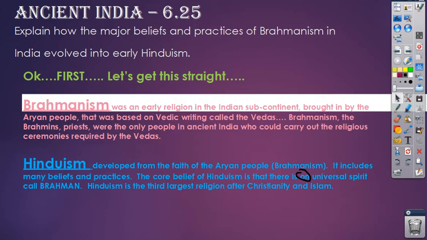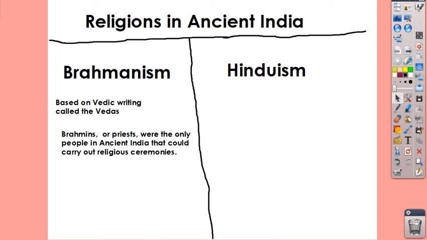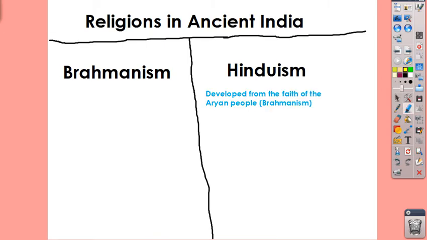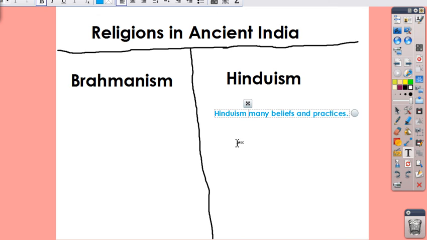Alright, so we're going to flip back over here to our chart on Hinduism, and we're going to make some notes on that as well. Okay, so my first note says that Hinduism was developed from the faith of the Aryan people. That faith was Brahmanism. So Hinduism came directly out of the faith that the Aryans brought over, which was Brahmanism. Okay, my next note. Hinduism has many beliefs and many different practices within their religion. So it's a complex religion.